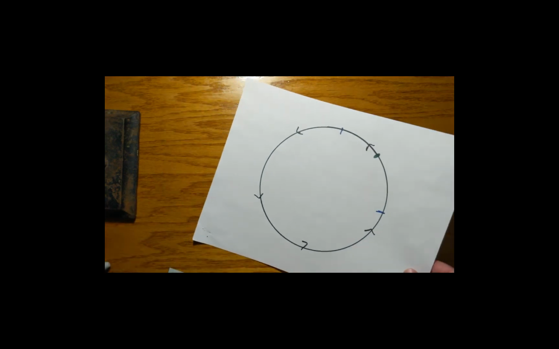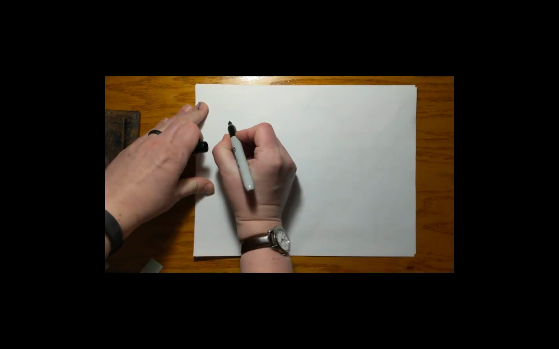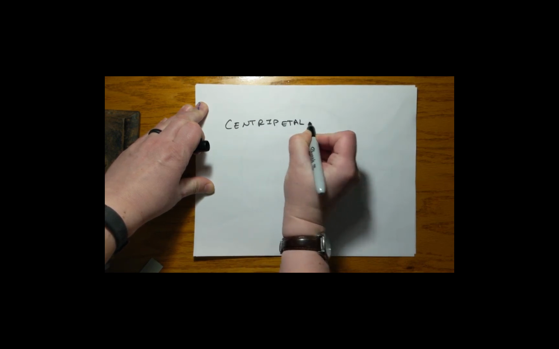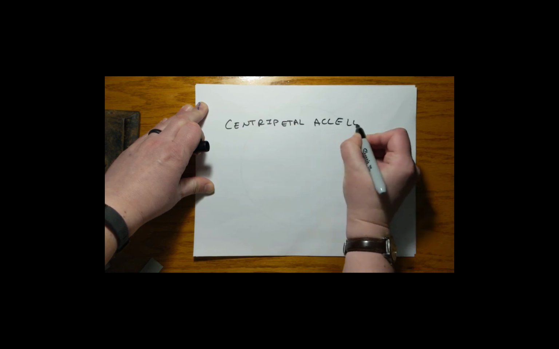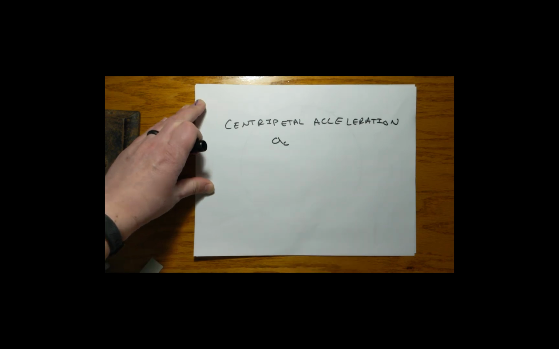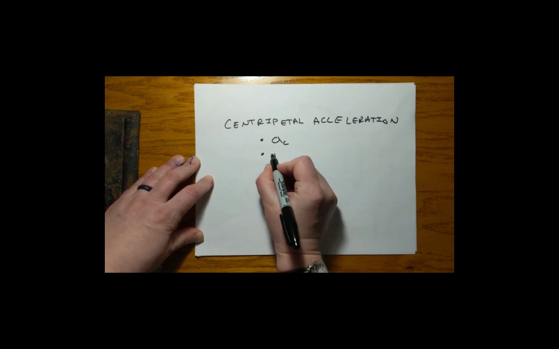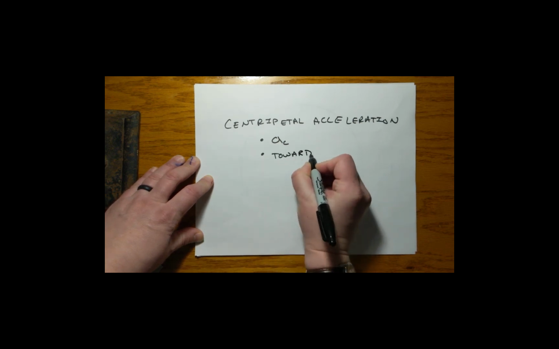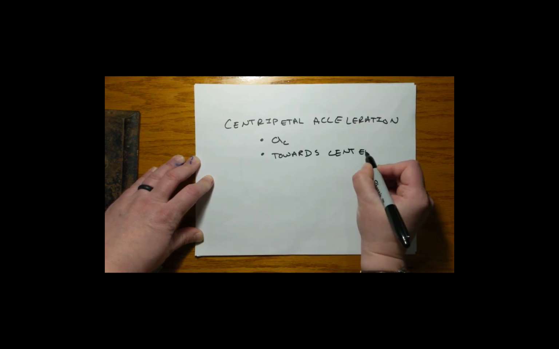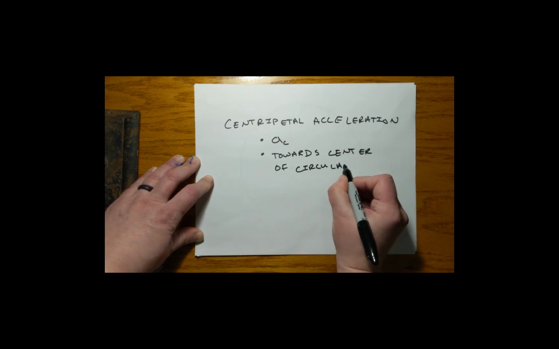So then, thinking in terms of definitions, we're going to call that change in velocity centripetal acceleration. And we're often going to abbreviate that AC. And centripetal acceleration, just like centripetal force is a force towards the center of the circular path, centripetal acceleration is the acceleration towards the center of a circular path.